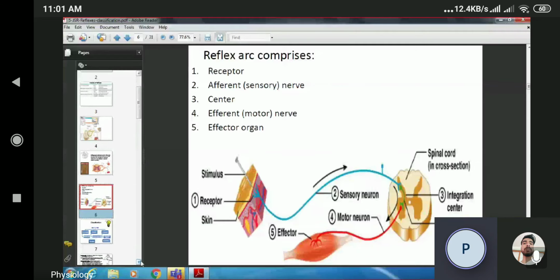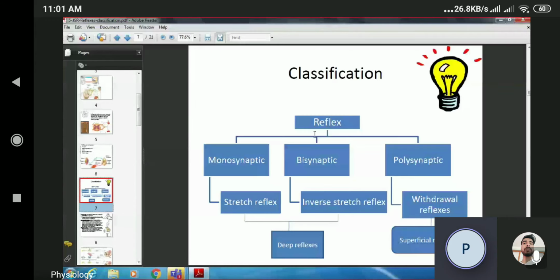Again, we talk about classification of the reflex on the basis of the number of synapses present in the reflex arc. It can be monosynaptic reflex, bisynaptic reflex, or polysynaptic reflex. Polysynaptic reflex examples are withdrawal reflexes, mainly the superficial reflexes like the plantar reflex. An example of bisynaptic reflex is the inverse stretch reflex. And the example of monosynaptic reflex is the stretch reflex.